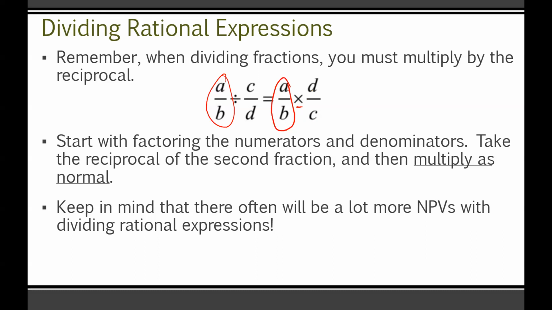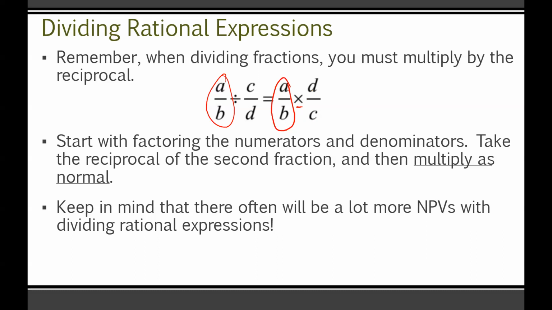So again, when you divide rational expressions, I want you to start by factoring the numerators and denominators. Then after you factor, you need to take the reciprocal of the second fraction and then you multiply them as normal. So this is just multiplication with literally one extra step.